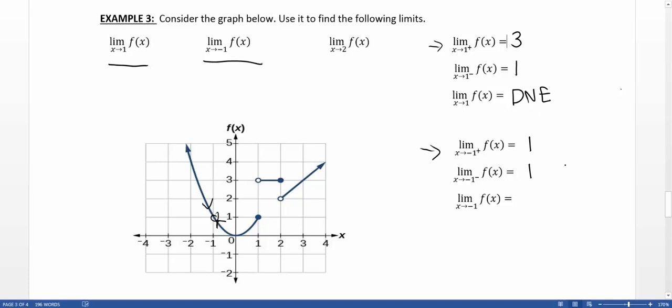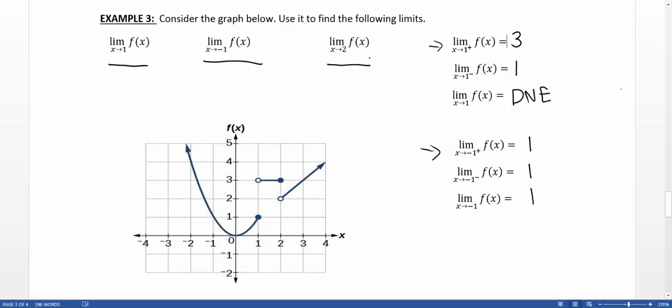So here, the limits from the left and the right both exist, and they're the same. If they're the same, that means the limit itself exists, and the limit equals 1, because that's what the limit from the left and the right both equaled. So here, at negative 1, our limit exists.